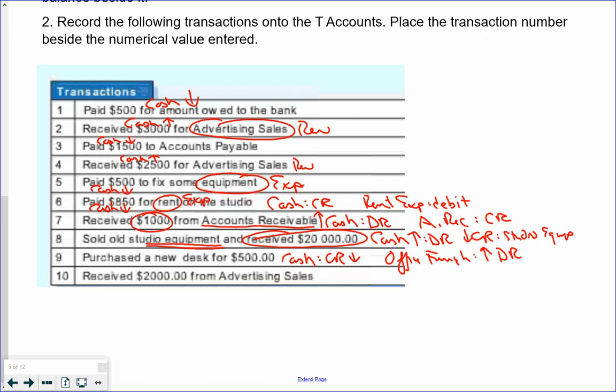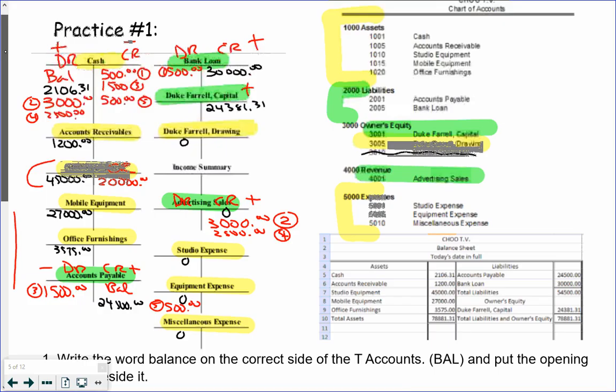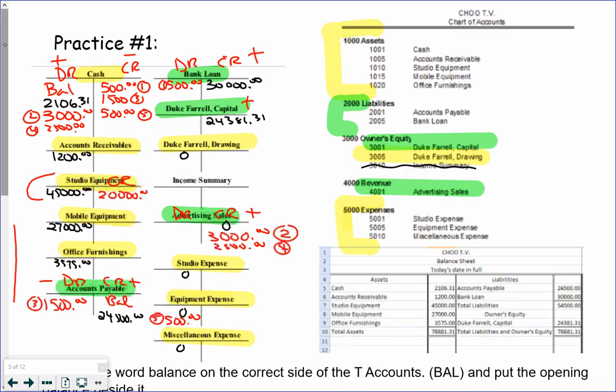Last one, same as before, you received $2,000 from advertising sales. So your cash went up, so it gets debited. So your revenue account is going to get credited. Is that becoming easier? Okay. So what you would then do after that, in the second stage of this, is once we have all of them recorded, you would then figure out your new balance, putting it on the correct side.